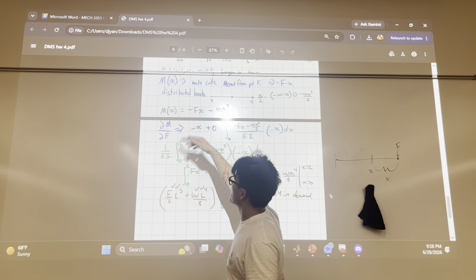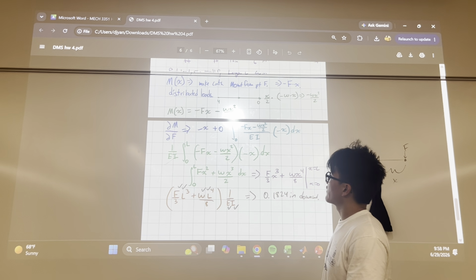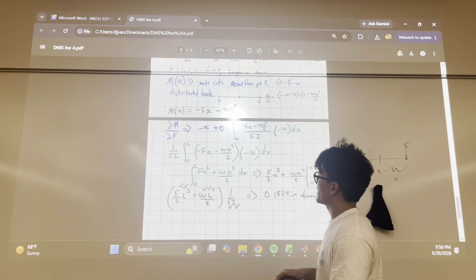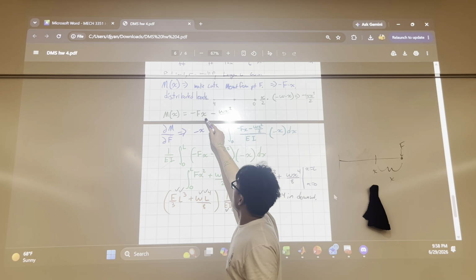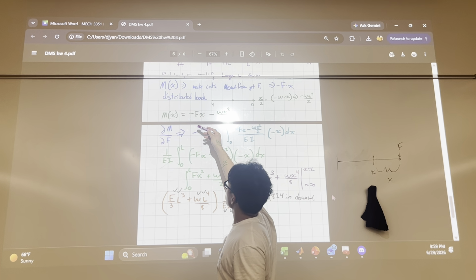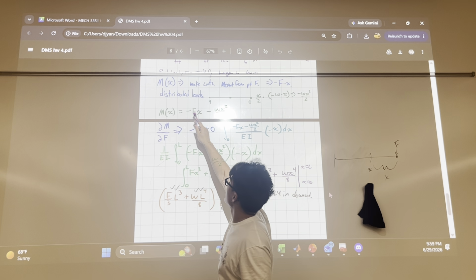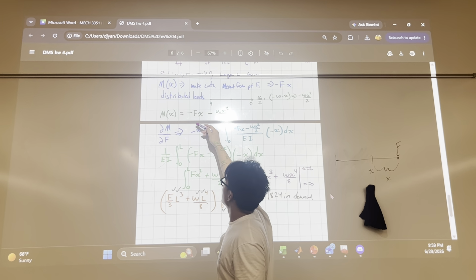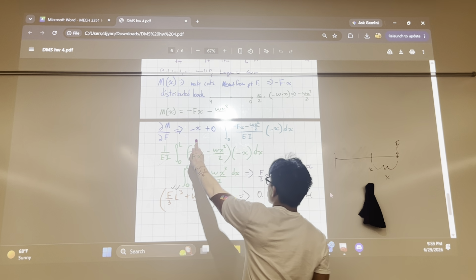So this is how the moment changes with x, and then we find the partial derivative of M with respect to F. This is a constant since there's no F, so it's 0. And then here we find the partial derivative of negative Fx. We take out the F, and x is the coefficient, so x is remaining.